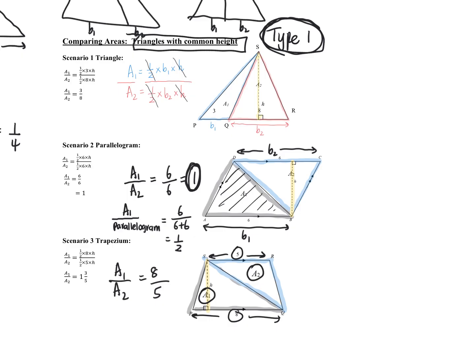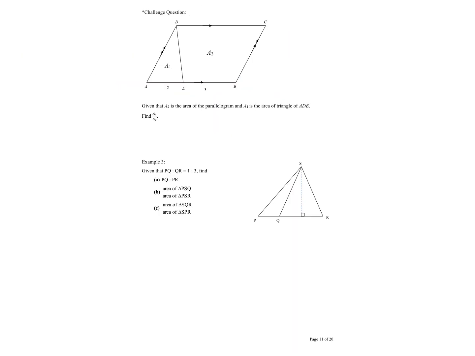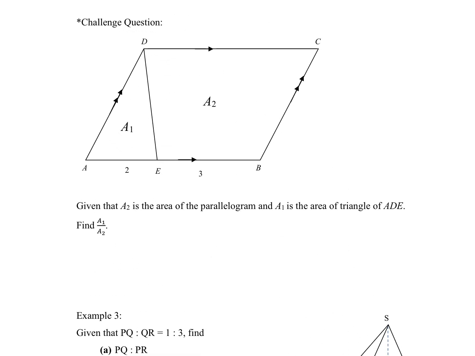Okay, another scenario. Okay, we try this one first. A2 is the area of the parallelogram, means the whole thing. Okay, A2 is the whole thing. That's what they clarify. A2 is the whole thing. A1 is just ADE, this part. So they ask you, what is the ratio between A1 and A2? Is it 2:5?